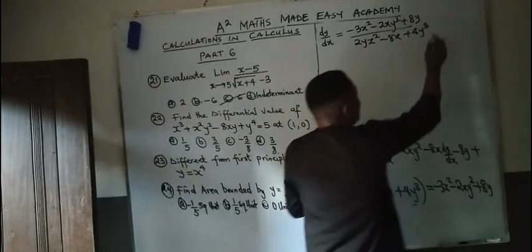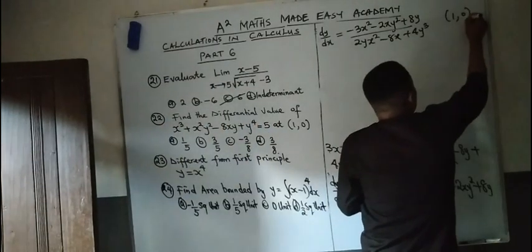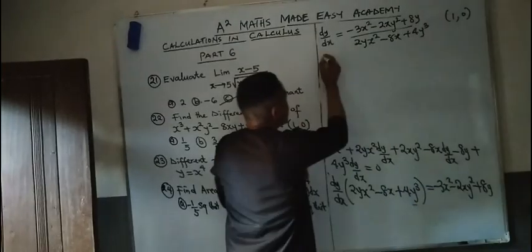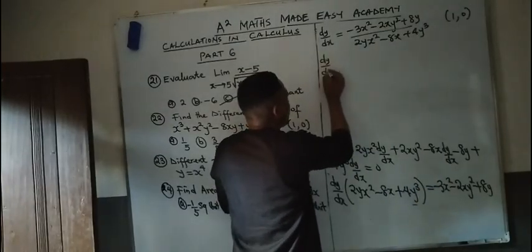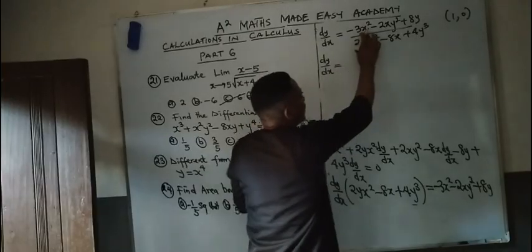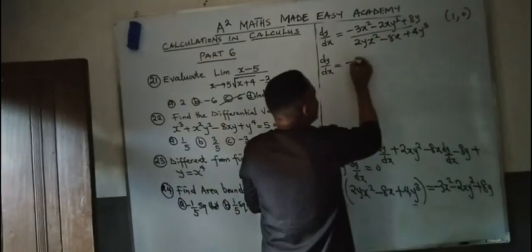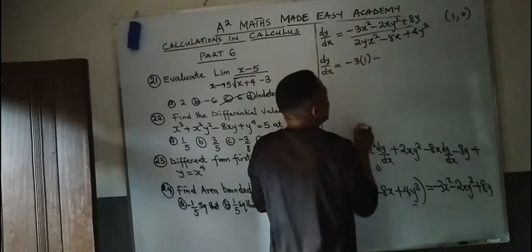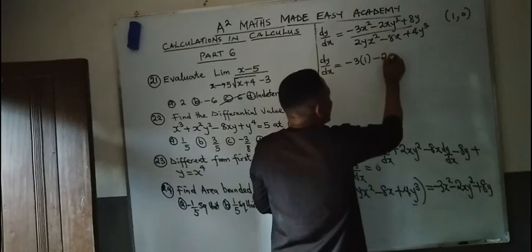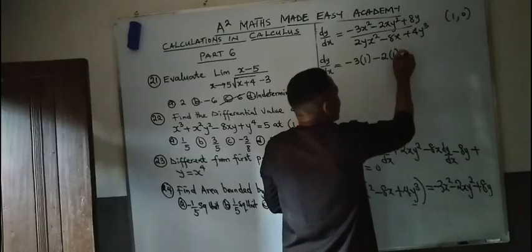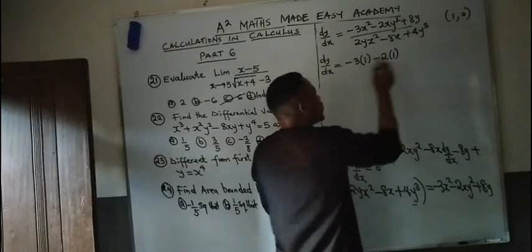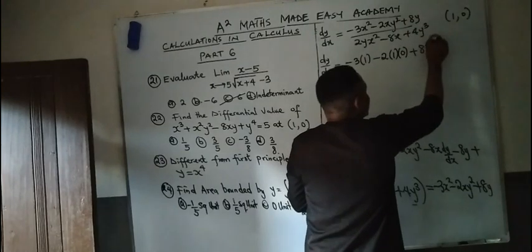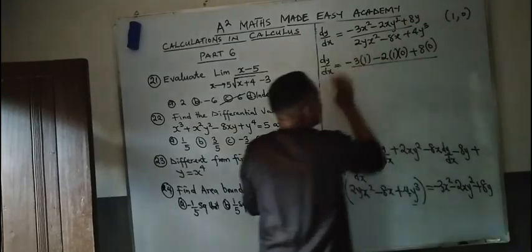But do you know that they gave us the point (1, 0)? It means that x is 1 and y is 0. Can we substitute, so that we can have dy over dx? Now what is x? x is 1, right? I will now say minus 3, open bracket, 1 squared will give me 1. Then minus, now here is 2 times x, which is 1, then y, which is 0. 0 squared is 0. Then plus 8y, and y is 0. Divided by the denominator.